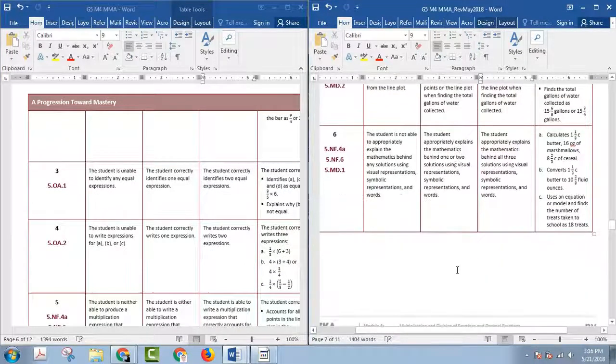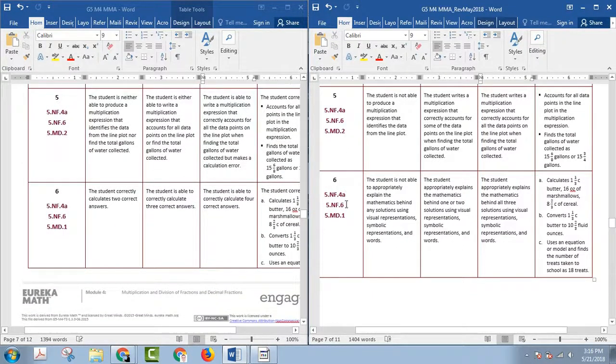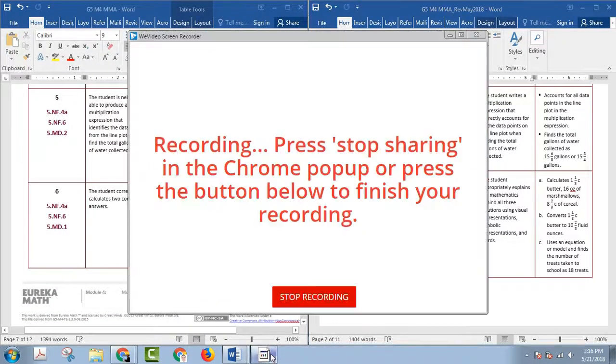All right, and that is the end of the explanation for how to transition these rubrics.